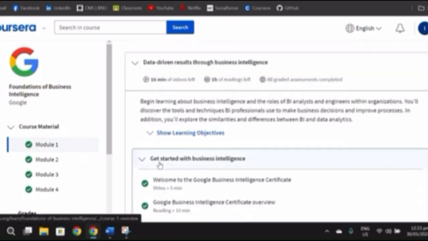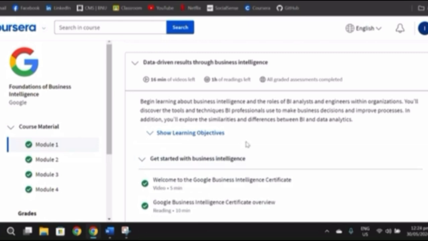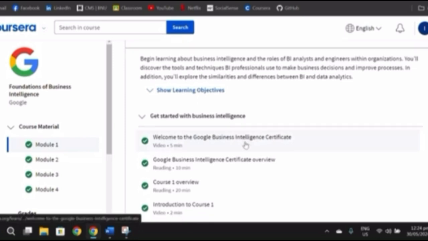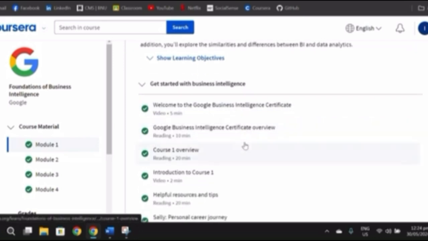So in module 1 of the course, we covered several key concepts crucial for understanding business intelligence, or BI. These include learning outcomes such as understanding the role of BI in organizations, identifying the tools used by BI analysts, and differentiating between data analysts and BI analysts.